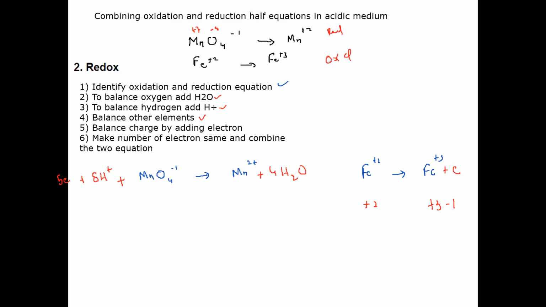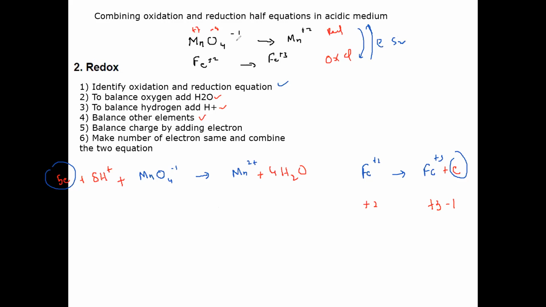But when we write a combined equation, we should have an equal number of electrons lost and gained. So at this point, 5 electrons are gained, but iron is losing only 1. So we cannot write a balanced combined equation. How do we combine the oxidation and reduction half equations? By making the number of electrons the same. This is 5, this is 1, so I will multiply this equation by 5.